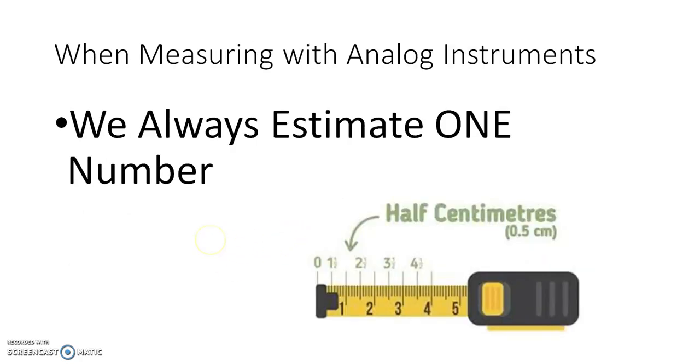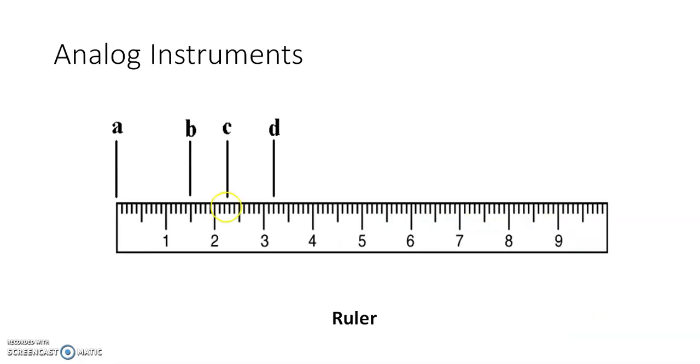Alright, the next thing, when you measure with an analog instrument, or an instrument where you are looking at the numbers and you have to figure out what it is, not a digital instrument basically, we always estimate one number, okay? And I'll show you what I mean. If you look at these analog instruments, like a ruler, you can see for certain there's 1. This is 1 centimeter, all right? And this would be 1.5 centimeters, okay?